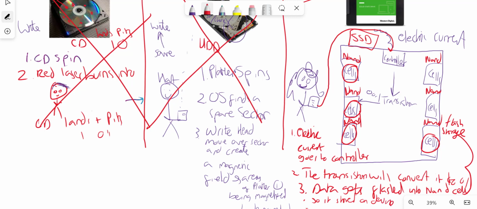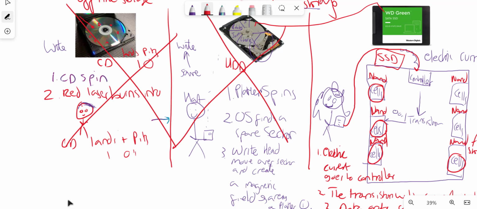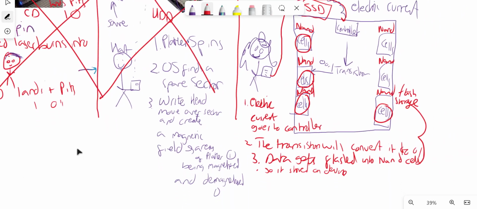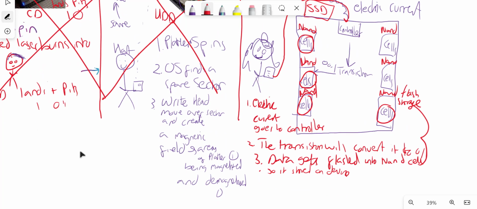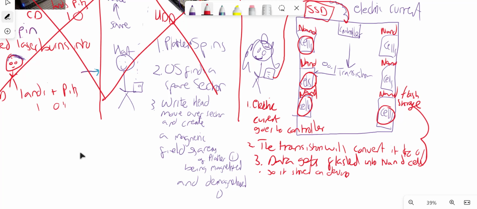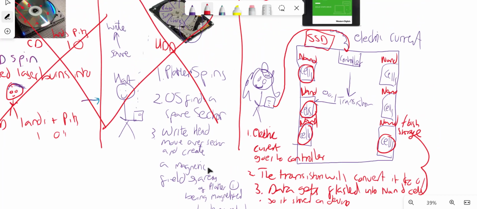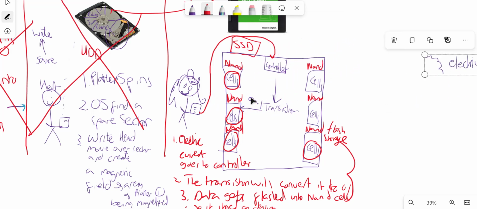And there you go. So we've got the CD, where the CD spins, red laser burns into it, lands in pits, ones and zeros. We've got the hard disk drive, where the platter spins, operating system finds a spare sector, write head moves over a variable sector and creates a magnetic field, which then creates it to be 1 or 0. And finally, we've got SSD, where it's got a controller. The controller takes an electric current. The electric current then goes to a transistor. That transistor turns it to zeros or ones, which get flashed into a NAND cell.